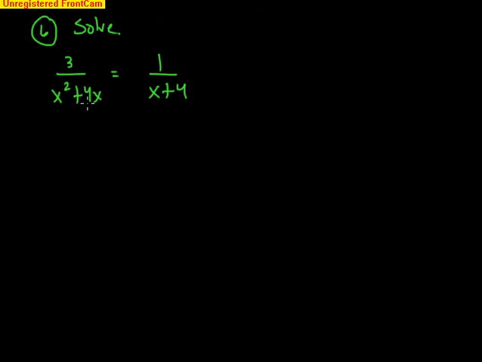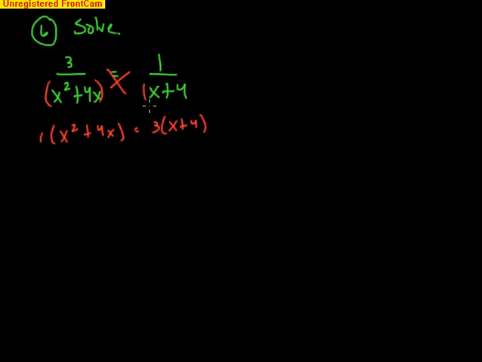Okay, so we'll finish up with 2 solve problems. So the first one is 3 over x squared plus 4x equals 1 over x plus 4. And when you have a fraction set equal to a fraction, this is a proportion. And to solve a proportion, we are going to cross multiply. Okay? Now, it does not matter which you put where. All right? So let's go ahead and put the x squared plus 4x on the left side. So it's going to be 1 times x squared plus 4x equals 3 times x plus 4.